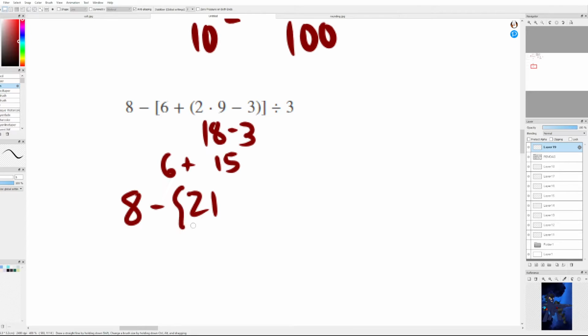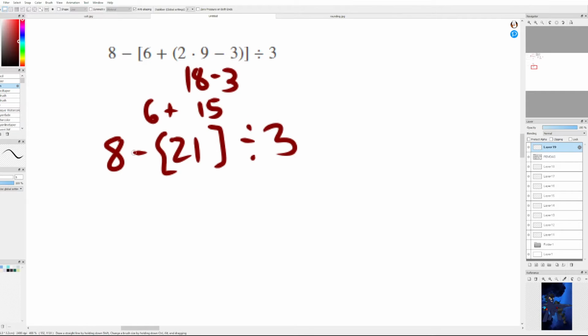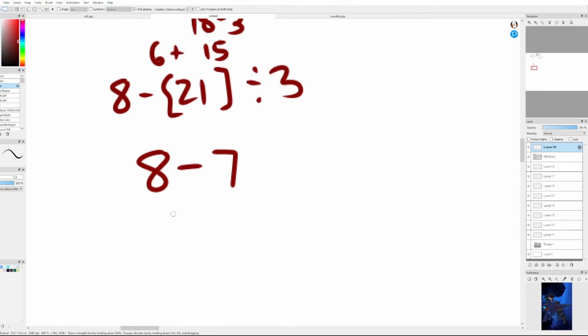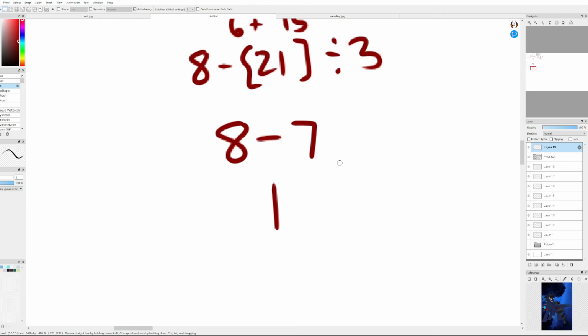8 minus 21 divided by 3. We have a division first. We want to do 21 divided by 3 first. So 21 divided by 3 is 7. Then 8 minus 7 is equal to 1. And that is going to be our answer for that.